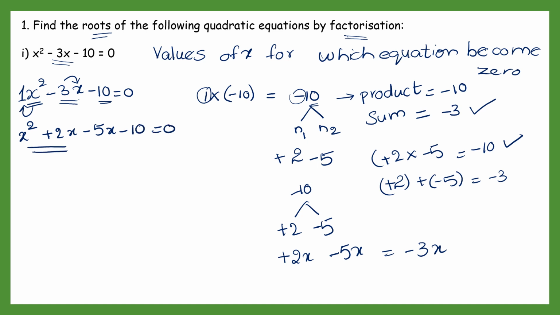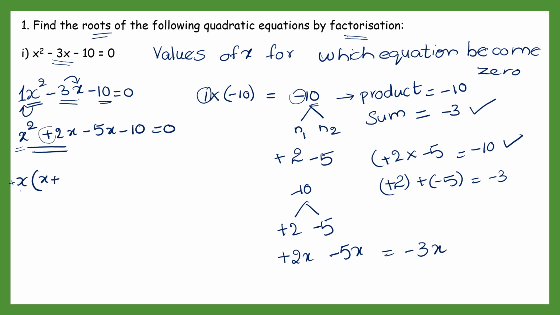Now take the first two terms. What is the common thing in the first two terms? Here you have x square, here you have x. x is common in both the terms. So take x as common. If you take x as common, the first term is x square, what will be left? x. So x into x is x square, correct. Next here you have plus. No symbol means plus. Plus into plus is plus.